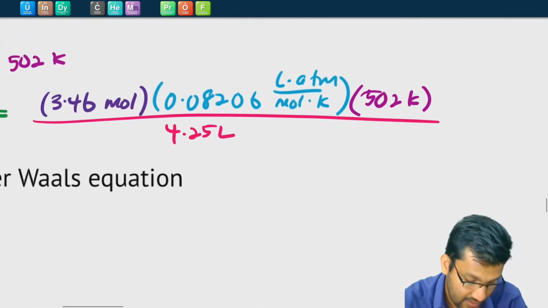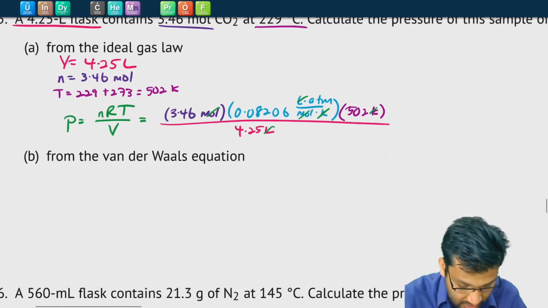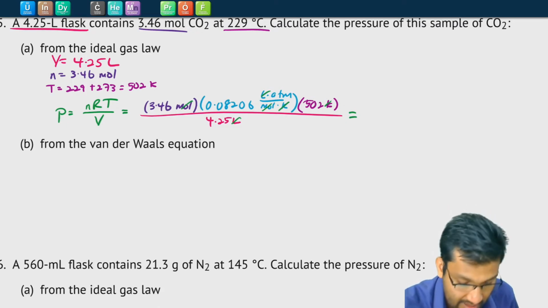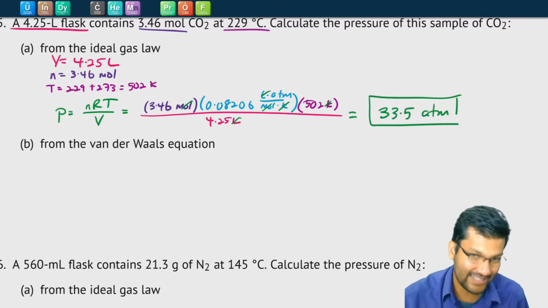So time to cancel out units. Let's see, moles, moles, Kelvin, Kelvin, liters, liters. We're left with atmospheres as the pressure, which is completely fine by me in this equation. So I end up with, to 3 sig figs, 33.5 atmospheres. Okay, so that's using the ideal gas law.